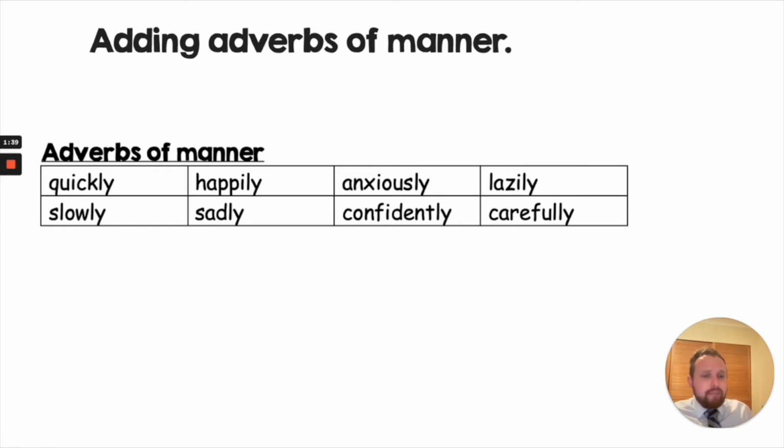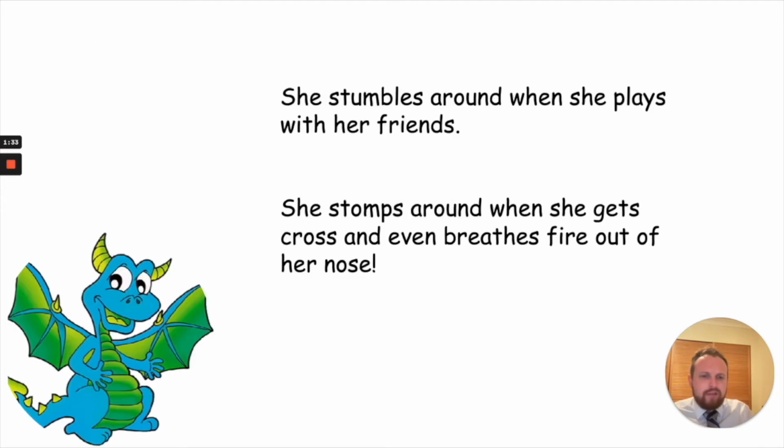So our second step then is to think about how we can add these adverbs of manner into our sentences. So let's have a look again at my sentences. First up I had, she stumbles around when she plays with her friends. Okay, now my adverb is going to describe how she stumbles, okay? So I've added in an adverb here and I've put, she clumsily stumbles around when she plays with her friends. So your adverb of manner is generally going to go before that verb, okay? And that just describes in a bit more detail how she moves, okay?